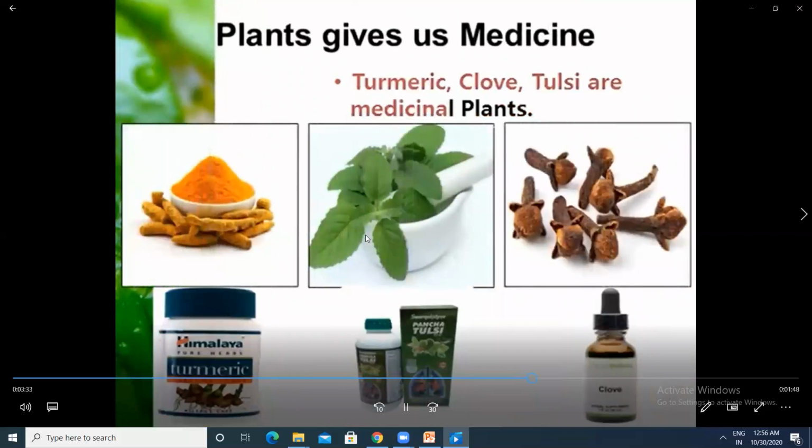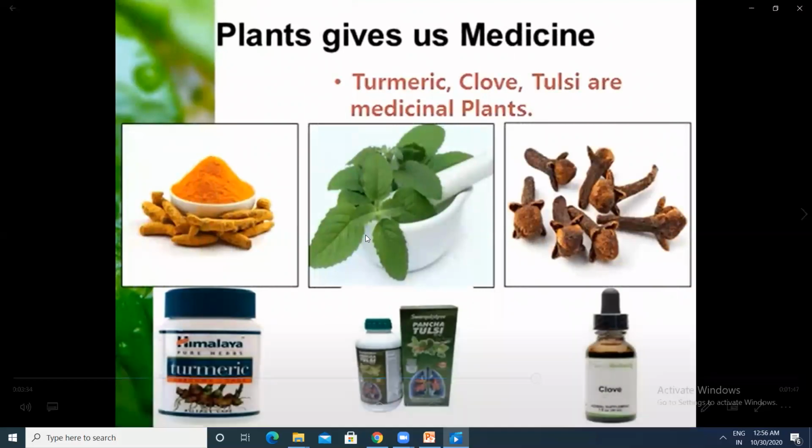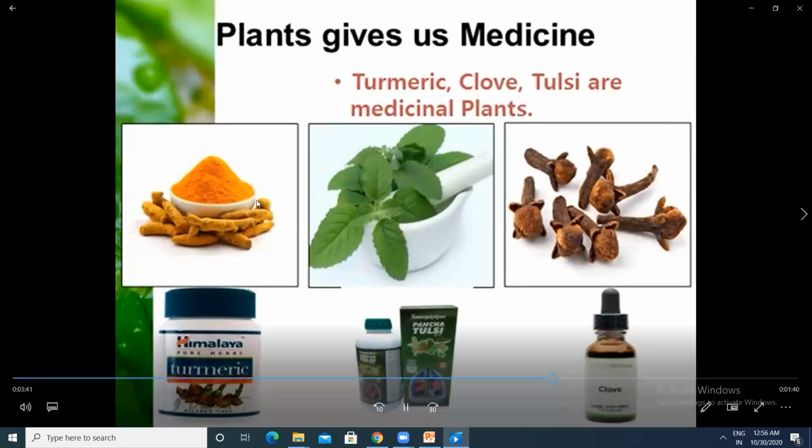Okay, now plants also give us medicine. So children, there are some plants which have medicinal values. For example, we get turmeric from the plant.